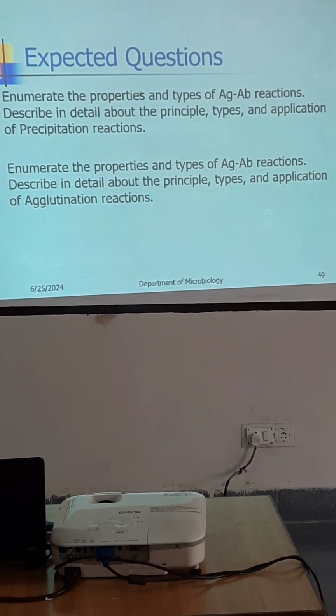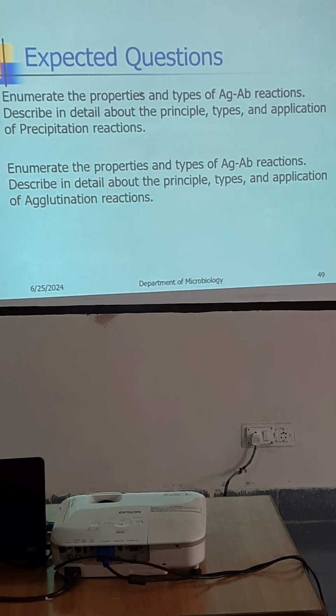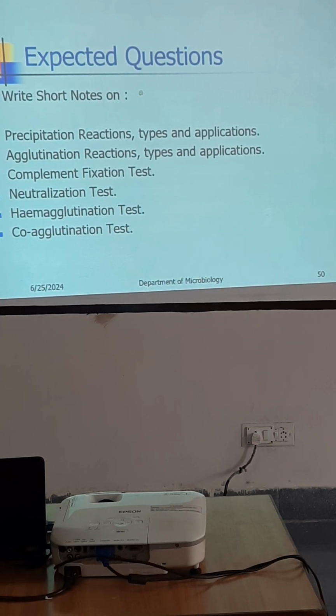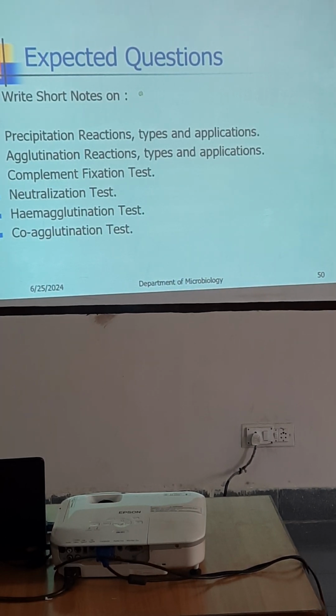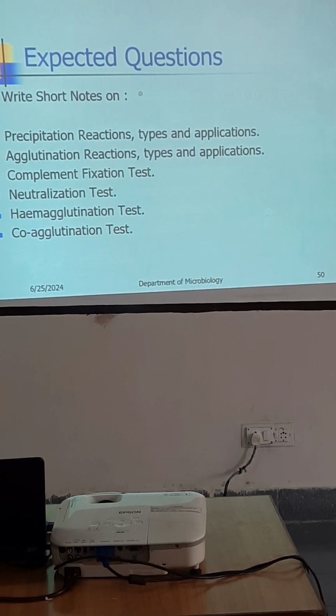So these are the expected questions from this particular topic. Enumerate the properties and types of antigen antibody reaction in detail. Describe in detail all the principal types and applications of precipitation reaction as well as agglutination. Short notes which can be asked: precipitation reactions, the types and application, agglutination reaction, the types and application, complement fixation test, neutralization test, methods of hemagglutination test, co-agglutination test.